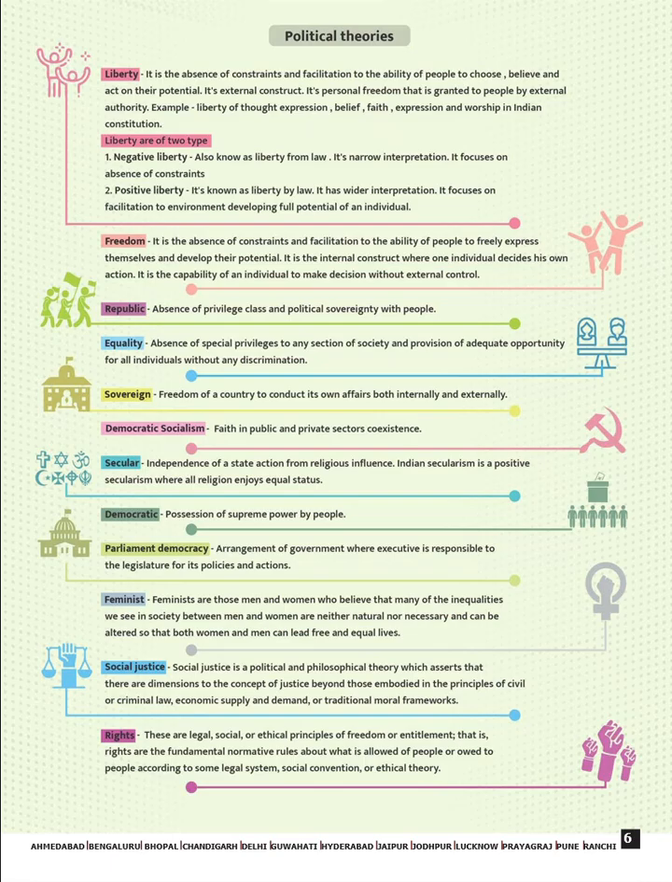Liberty is of two types: negative liberty and positive liberty. What is negative liberty? It is also known as liberty from law. It is a narrow interpretation. It focuses on the absence of constraints. And positive liberty is known as liberty by law. It has a wider interpretation. It focuses on facilitation of an environment for developing the full potential of an individual.